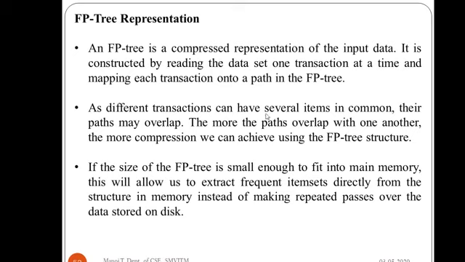As different transactions can have several items in common, their paths may overlap. Suppose the first transaction is ABC and the second transaction is ACD. In both transactions A and C are common. So this may happen at that time. The nodes will overlap and the count will be incremented. We will see that the more the paths overlap with one another, the more compression we are going to achieve.